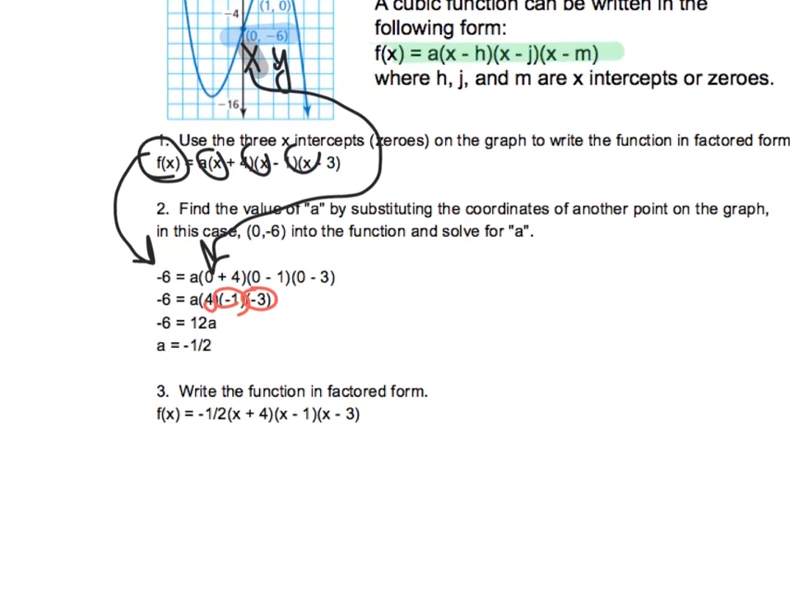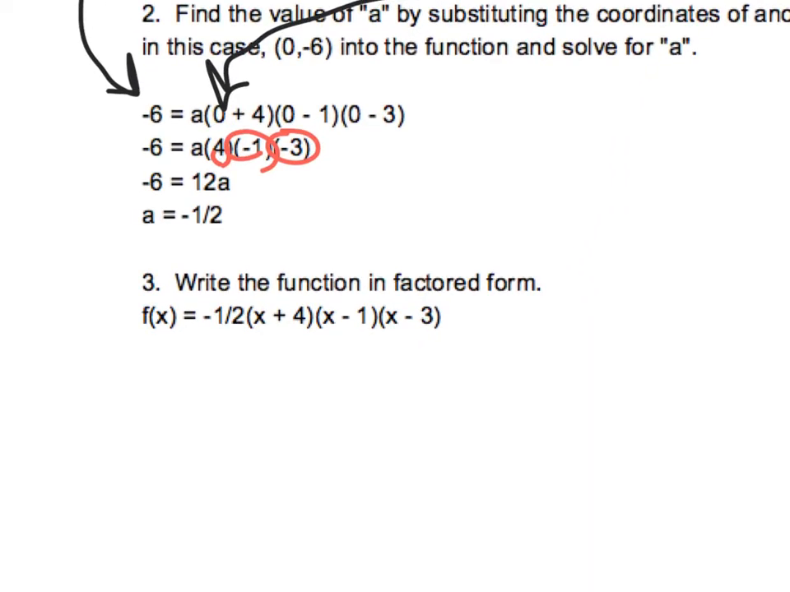So then we take that information, and we know that our a value is -1/2. And then we have those same three x-intercepts that we use as our three factors. So our final answer is -1/2 times (x plus 4) times (x minus 1) times (x minus 3). And you don't have to multiply that out.